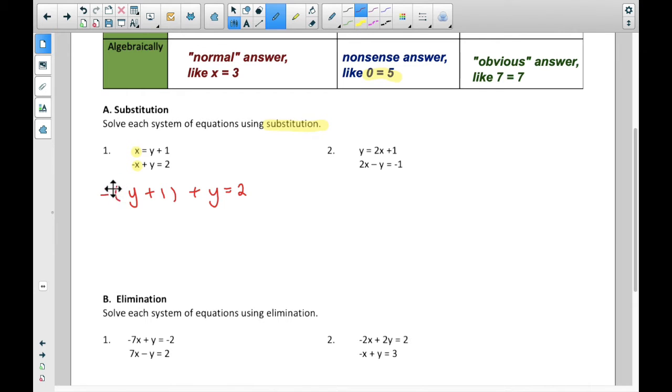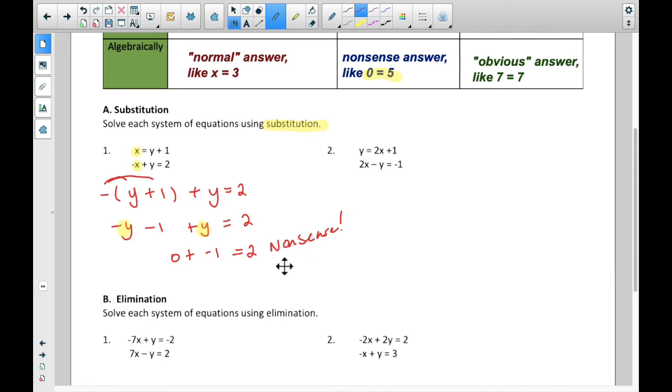When there's a negative outside, you actually have to distribute that negative sign. A lot of people forget to do that because you're subtracting the whole thing. So it's a negative y and a negative 1, or you could say plus negative 1. And then you have plus y, and then you have equals 2. If we focus on the left-hand side of the equation, we have a negative y and a positive y. Negative y and positive y added up add up to 0. So what we have here is 0 plus negative 1 is equal to 2. Is that true? No, that's nonsense.